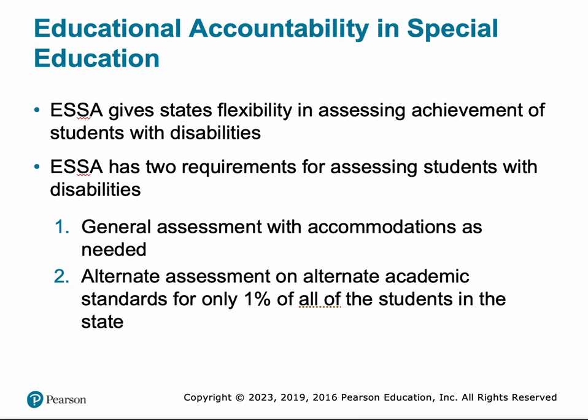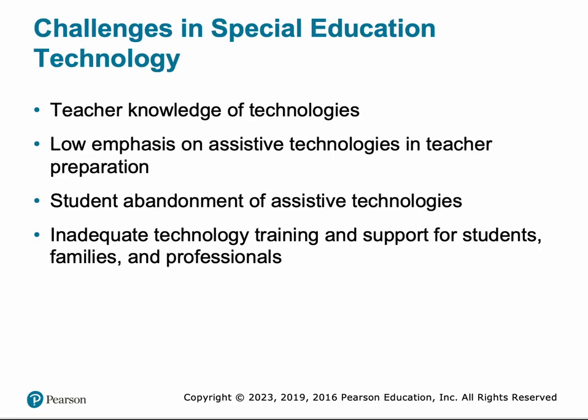The first is that they're given a general assessment with accommodations as needed. So things like read aloud, write in the test book, extended time, small group testing environment. But then there's also an option of an alternate assessment on alternate academic standards. But only 1% of students are actually going to use this in the state. We can't go above that number.